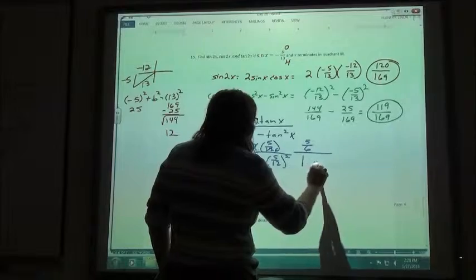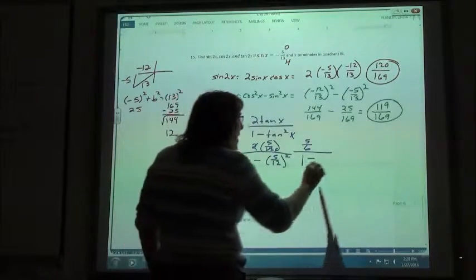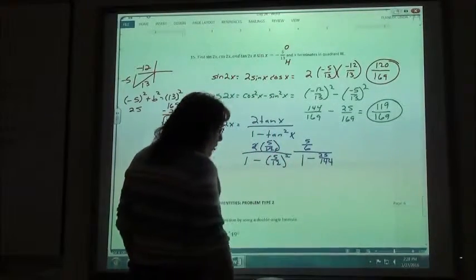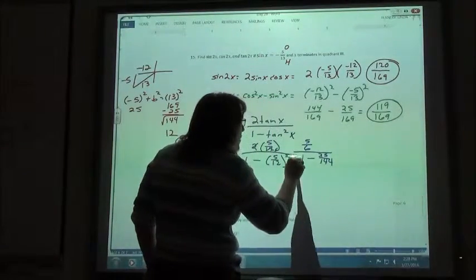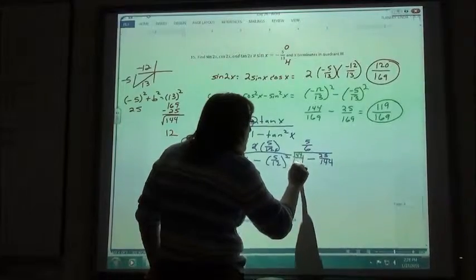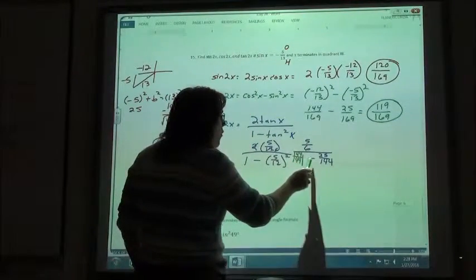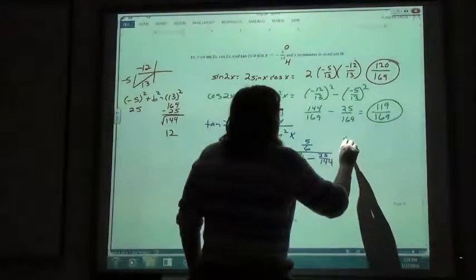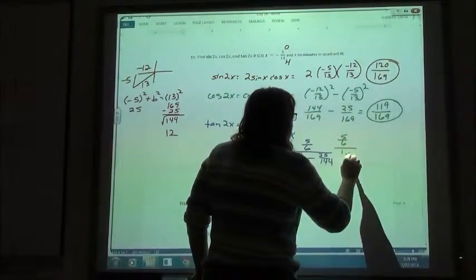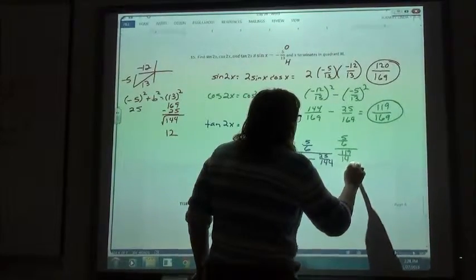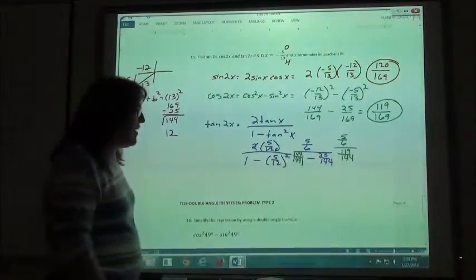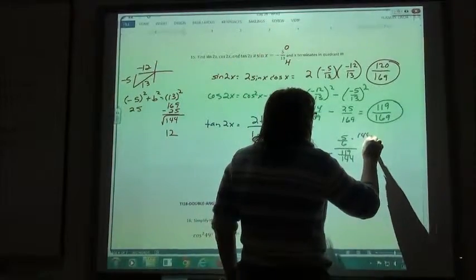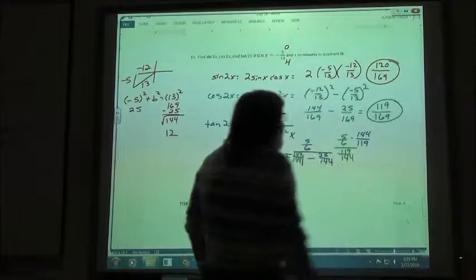On the bottom, 1 minus, this would give me 25 over 144. Making my equivalent fraction here, this would be 144 over 144. So 144 minus 25 is 119. So I'm going to have 5/6 over 119 over 144. I have to invert and multiply. So I'm going to multiply 144 over 119.